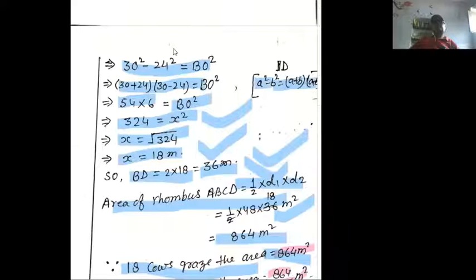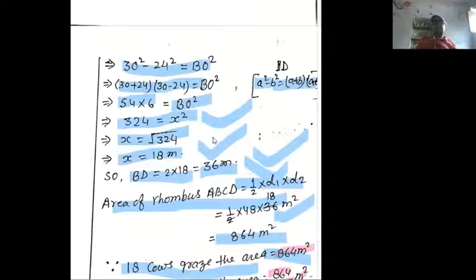Using identity third from algebra, a square minus b square equal to (a plus b) into (a minus b). So (30 plus 24) into (30 minus 24) equal to x square. This way we get 30 plus 24, 54 into 6 equal to x square, equal to 324 equal to x square, and x equal to root 324. The square root of 324 is 18.